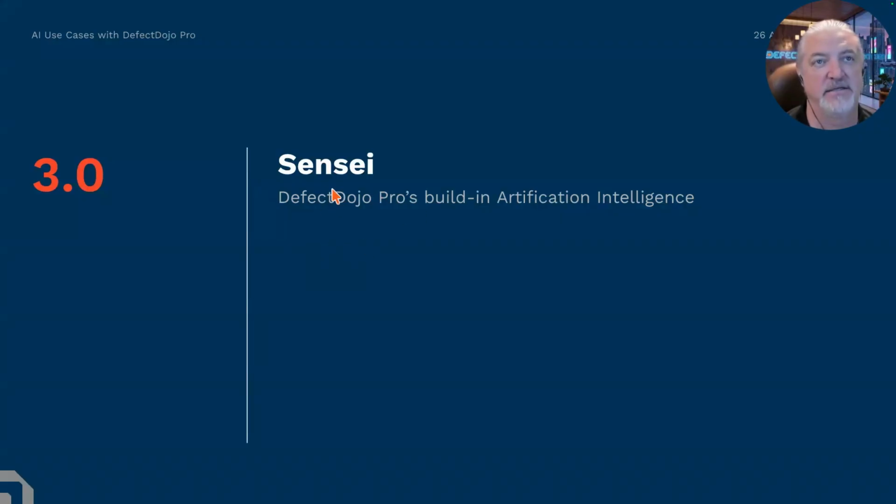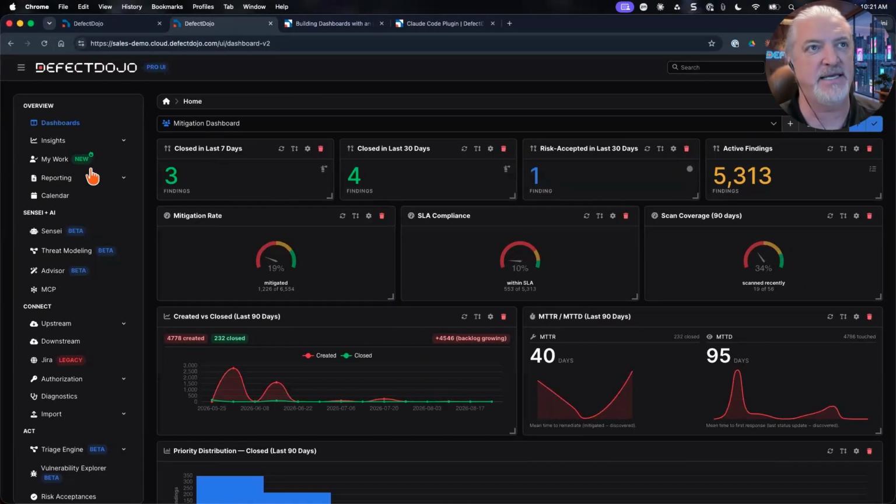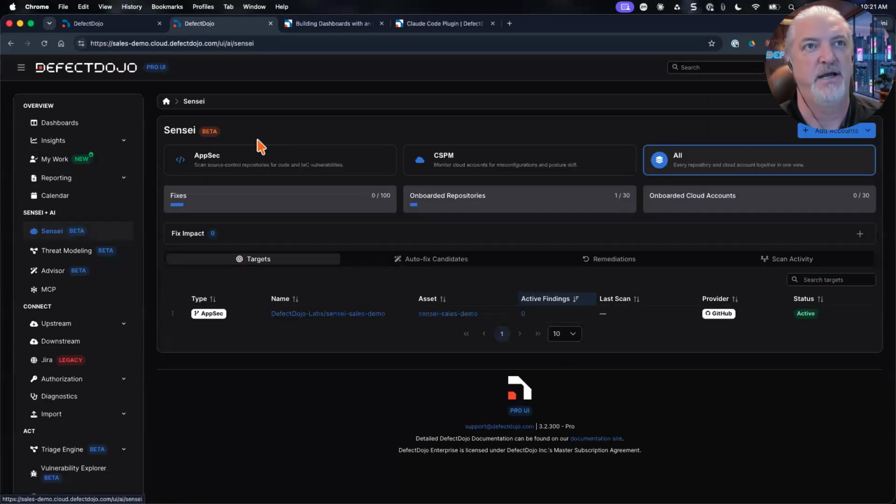Excellent. All right. Now let's talk a little bit about Sensei. So this is the DefectDojo Pro built-in AI, artificial intelligence. So you can tell that I typed this late. Yeah, so this is Sensei. Basically, you can see here, we've got the AppSec, CSPM, and all.